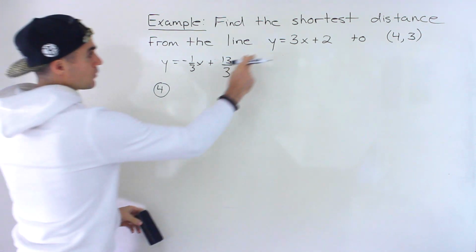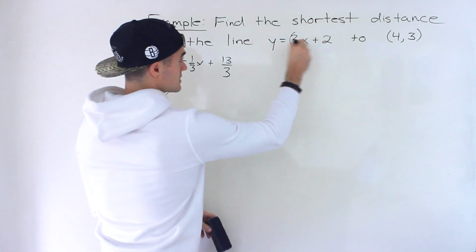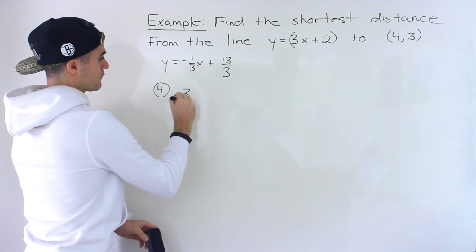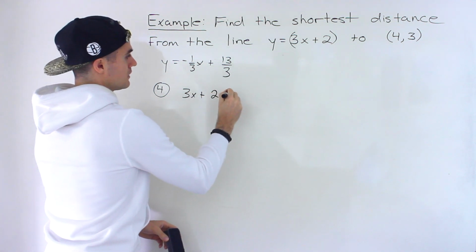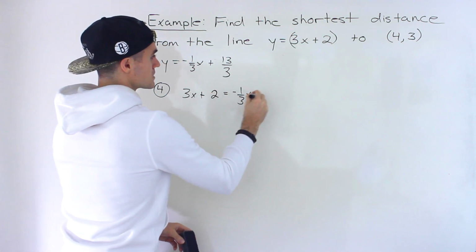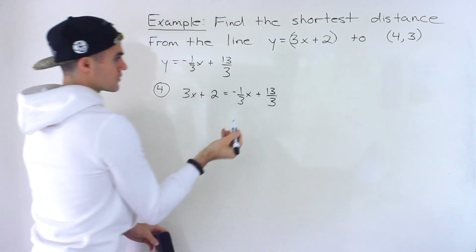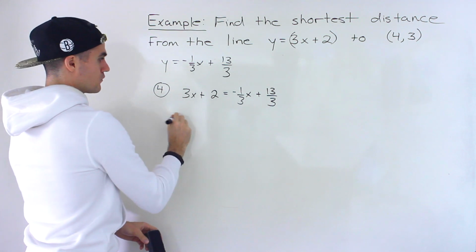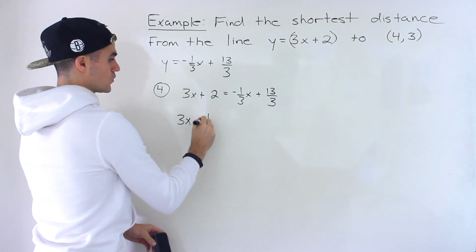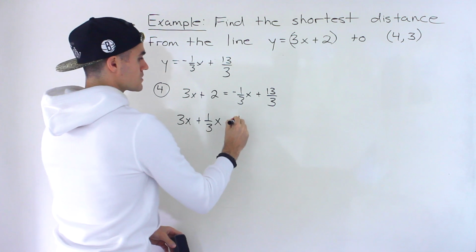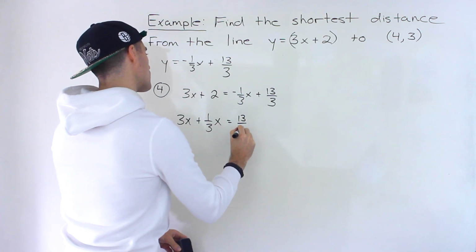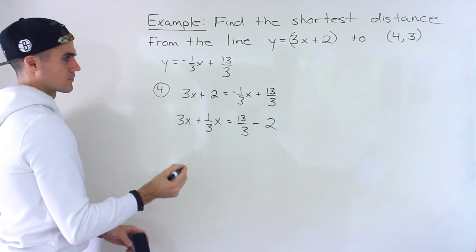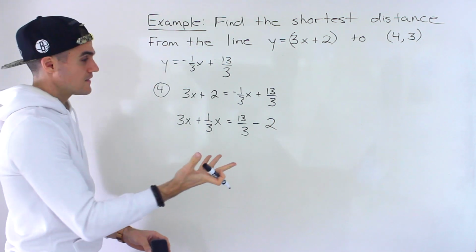What I'm going to do, notice that the y's are isolated, so I'm going to take this expression for y and then just plug it in here. So we'll have 3x plus 2 equals negative 1 over 3x plus 13 over 3. So from here, I'm going to bring this over, so I'll have 3x plus 1 over 3x equals 13 over 3 minus 2. Right? We've got to solve for the x value.